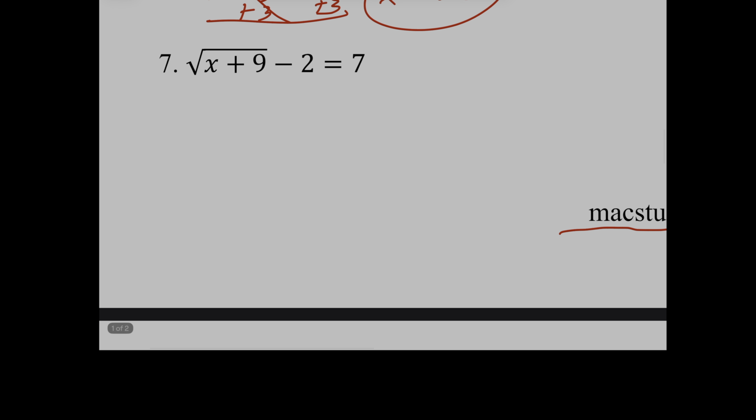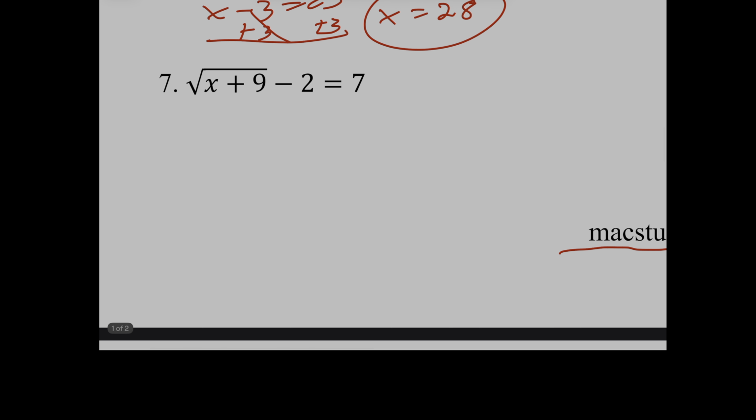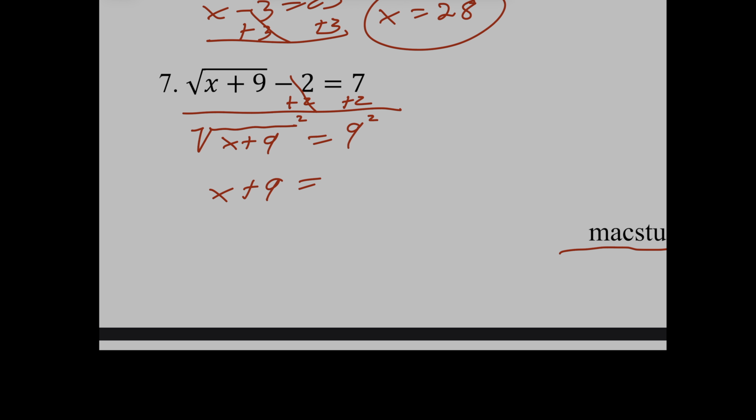Okay? Number 7 here. So again, I can't square right now. Don't square, you can't, because of the minus 2. I have to add the 2 first. Our goal is to get that square root all by itself. Once I do that, now I can square both sides, and I'm going to get x plus 9 equals 81.